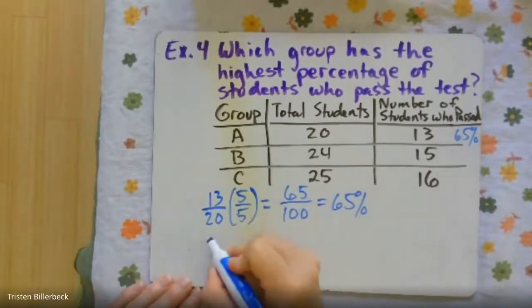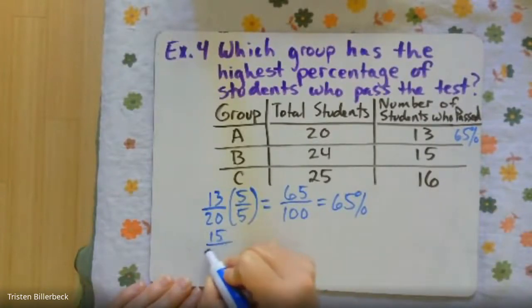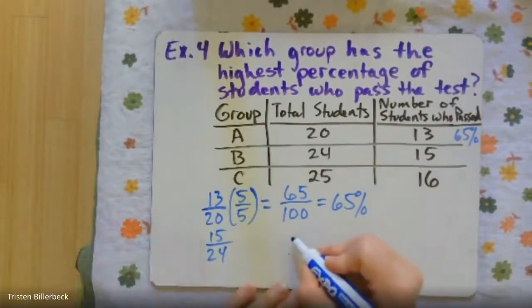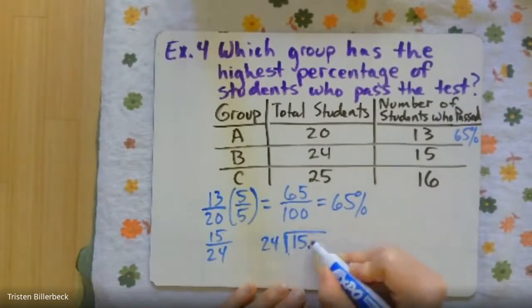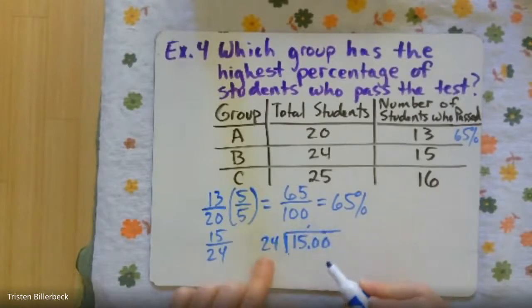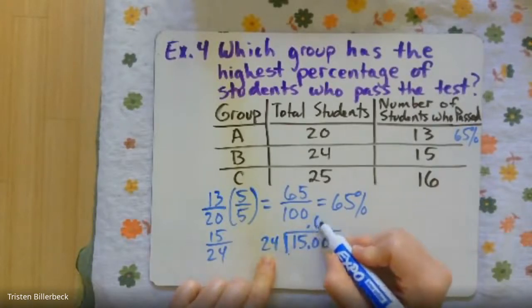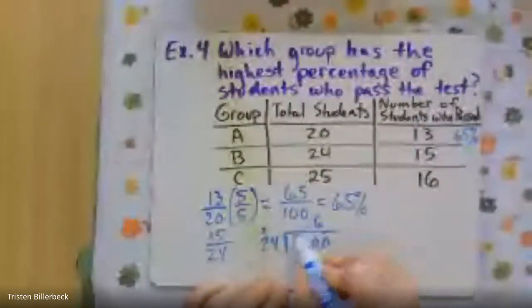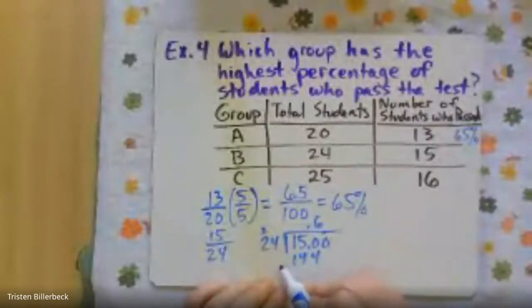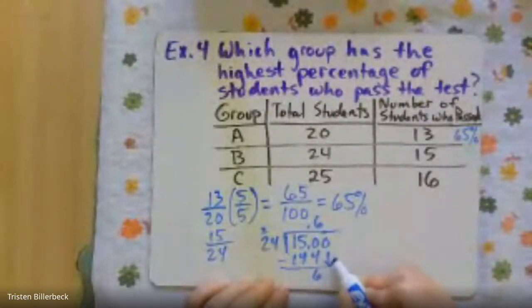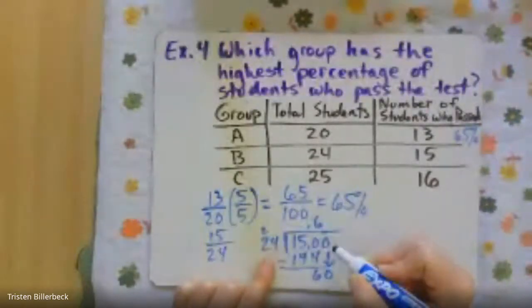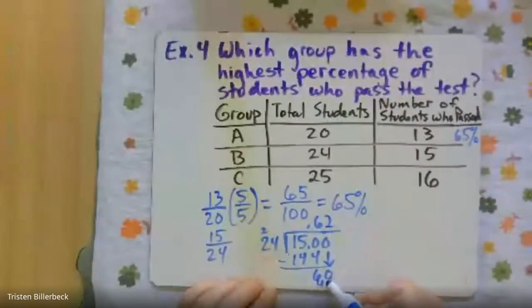So let's try this one. 15 over 24. Well, that one we're going to have to do a little work. So top dog in the house. And we have 24 here. All right, so there are 6 24s in 150. So we have 24, and then that's 12, 144, and we subtract, and we get 60. And let's see, there are 2, so that's 48.